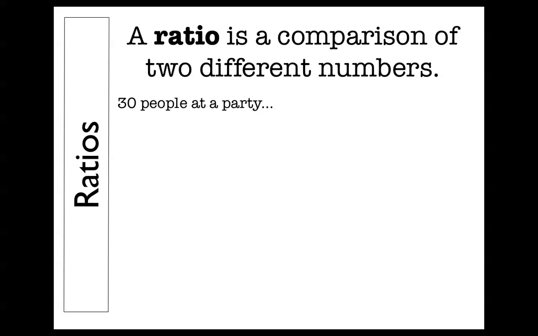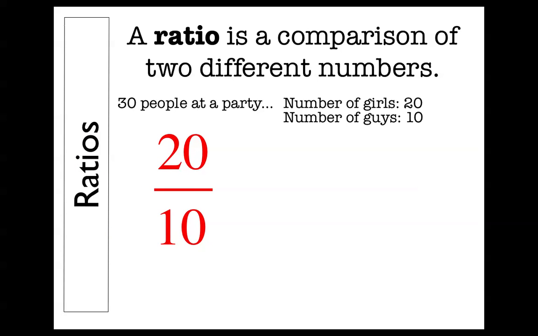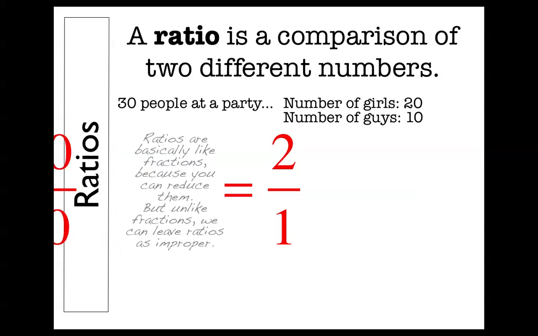So, you could be at a party with 30 people and maybe you look around and you notice that 20 are girls and 10 are guys. So you would say that there's a 20 to 10 girl to guy ratio. You're comparing the number of girls with the number of guys. And you might realize that a 20 to 10 girl to guy ratio would be like a 2 to 1 ratio, right? And basically ratios are like fractions.